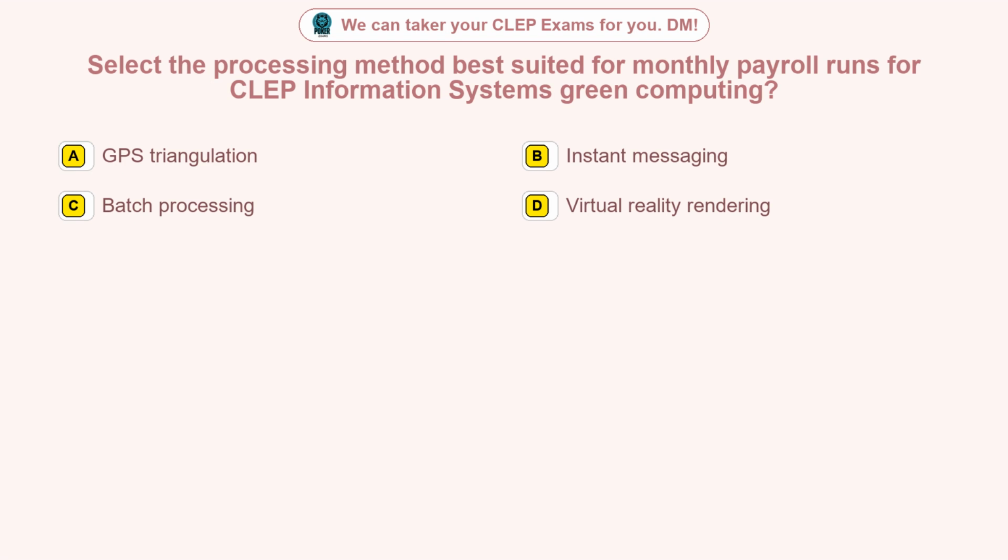Question 22. Select a processing method best suited for monthly payroll runs for CLEP Information Systems Green Computing. Option A, GPS triangulation. Option B, instant messaging. Option C, batch processing. Option D, virtual reality rendering. The correct answer is option C, batch processing.